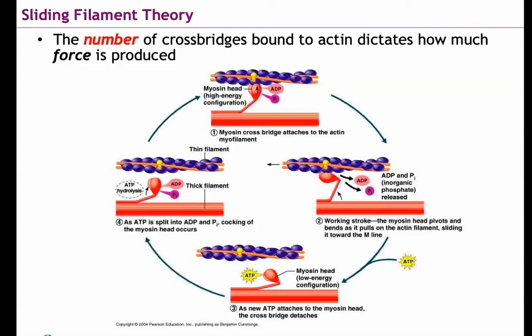So the new ATP attaches to the myosin head right here. So now we have a low energy configuration, but look what happens. The ATP binds to it. Then we have ATP hydrolysis. Now we know energy is released and the cocking of that head can occur. We have ADP and phosphate, and then it happens all over again. So this is the process. It just means that it's energy dependent. It needs ATP to function.